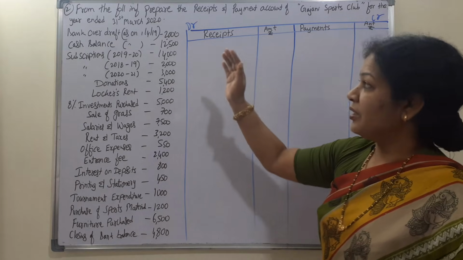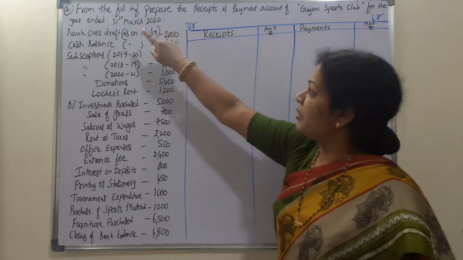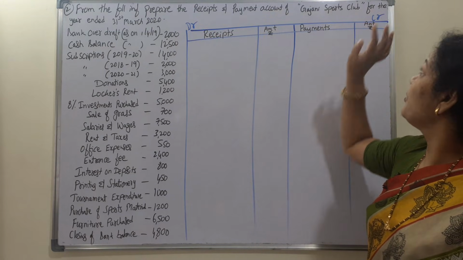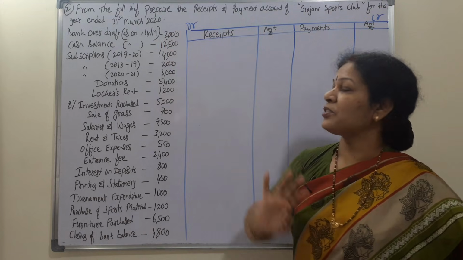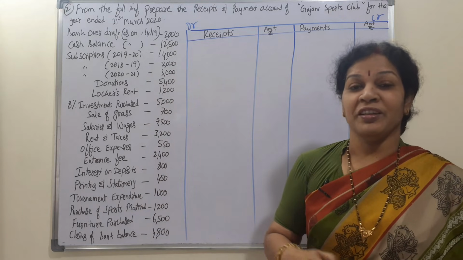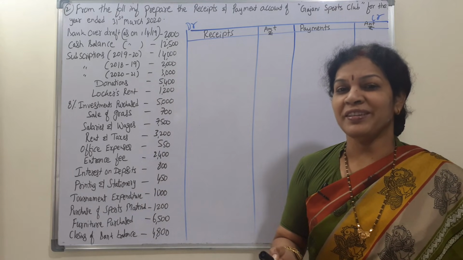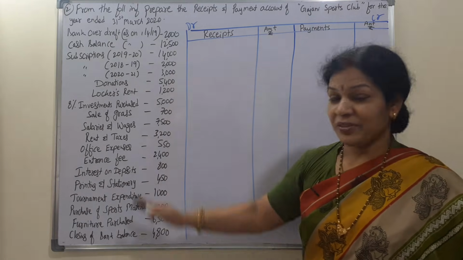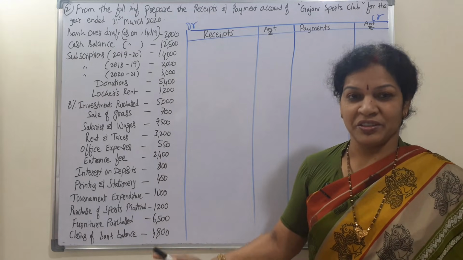Now, the problem is given to us. From the following information, prepare the receipts and payment account of Gajini Sports Club for the year ended 31st March 2020. From the information you have to prepare receipts and payment of which company? Gajini Sports Club. So we'll prepare that. What is given, first we'll see, and according to that we can go ahead.